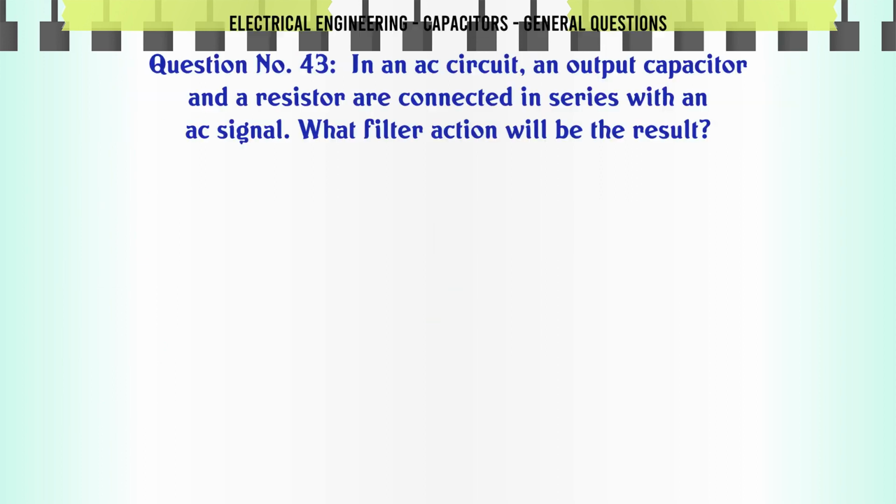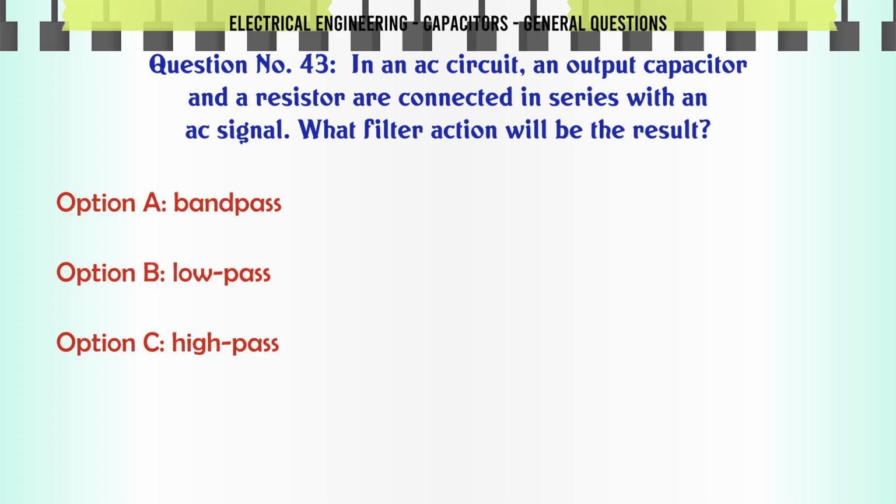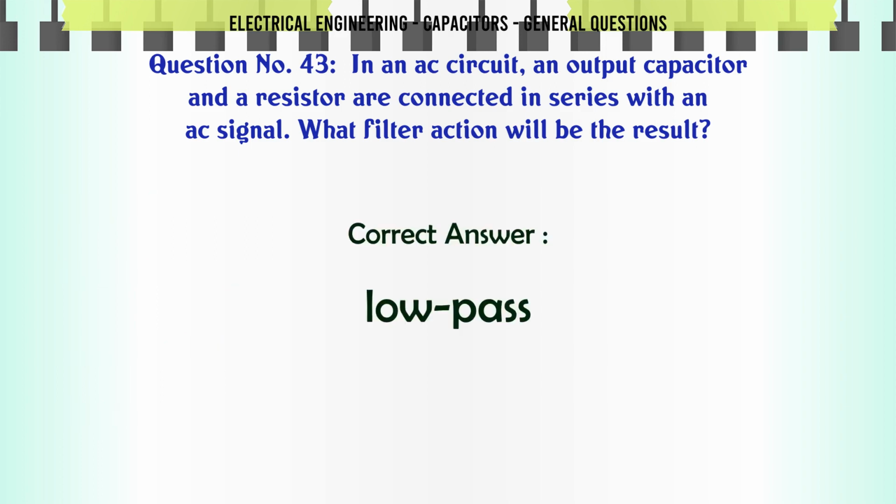In an AC circuit, an output capacitor and a resistor are connected in series with an AC signal. What filter action will be the result? A, band pass, B, low pass, C, high pass, D, band stop. The correct answer is low pass.